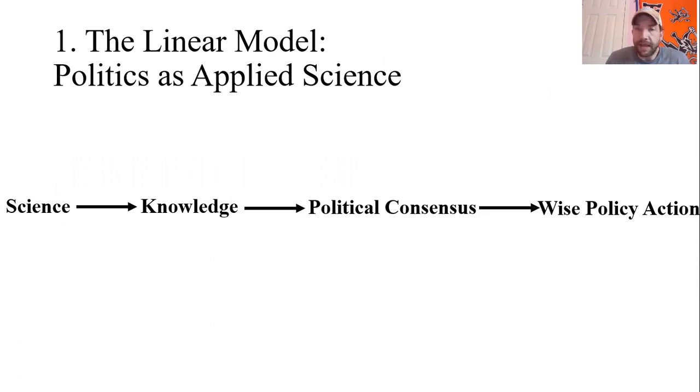And on the basis of that, they establish a political consensus about what we should do. And on the basis of that political consensus, we have wise policy action. There you go. That's the linear model, right? Do the science, get some knowledge. People can agree that, oh, yes, this is the actual knowledge, and then we all agree on which direction to go.